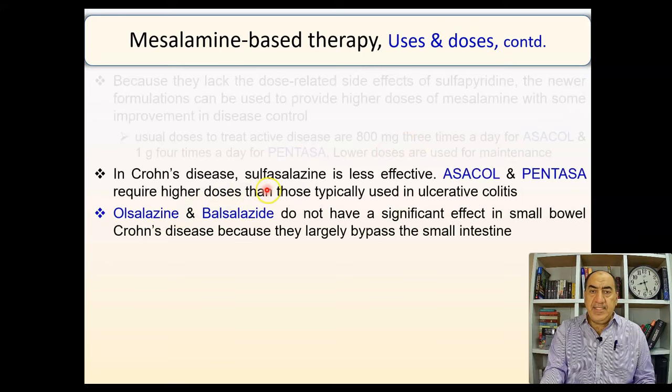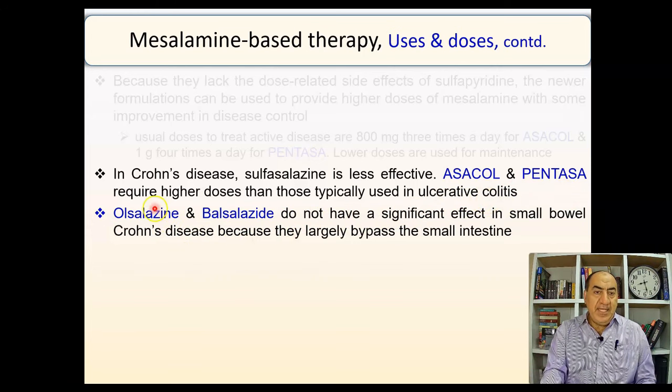In Crohn's disease, sulfasalazine is less effective. Crohn's disease is more tremendous. These drugs are more effective in ulcerative colitis, but whenever you use them for Crohn's disease, sulfasalazine is less effective. Asacol and Pentasa require higher doses than those used for ulcerative colitis.